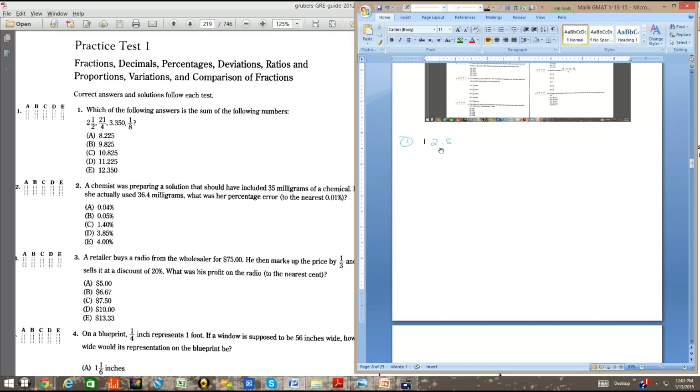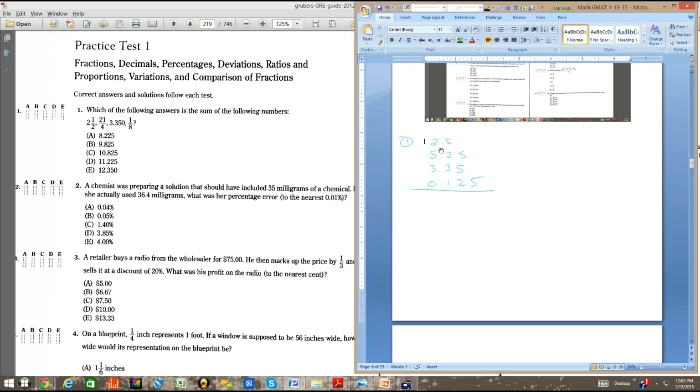2.5. 21 over 4 is 5.25. Okay, the next one is 3.35. Put it in with like 0.125, and you add that. That's easier to do than with fractions. Yeah, so I did the fractions and I created a common denominator out of 8.